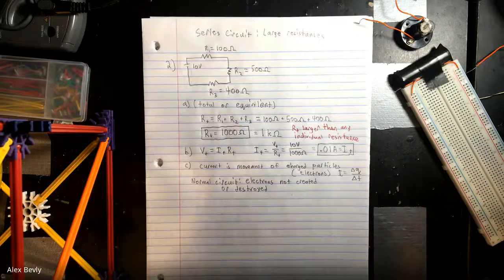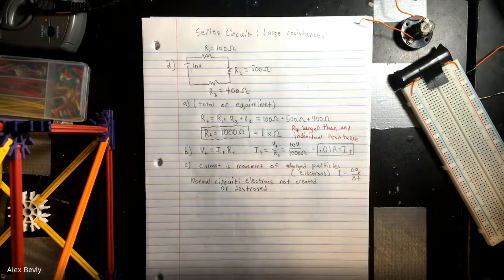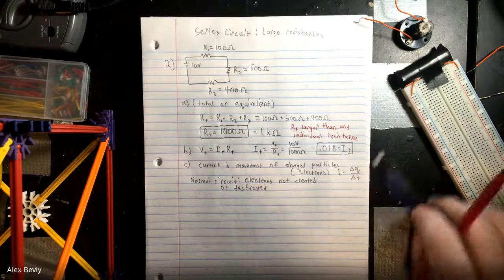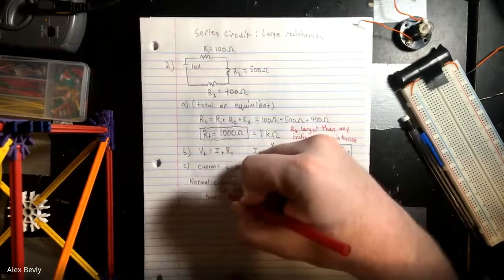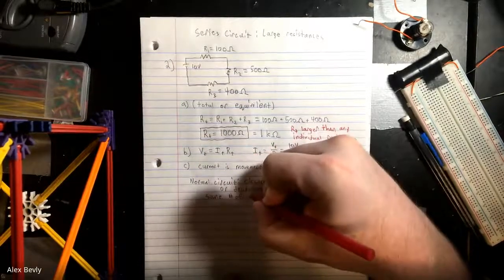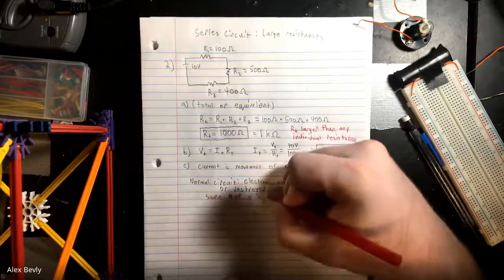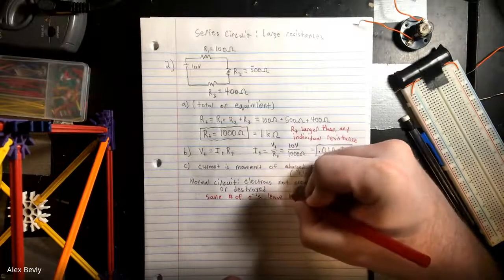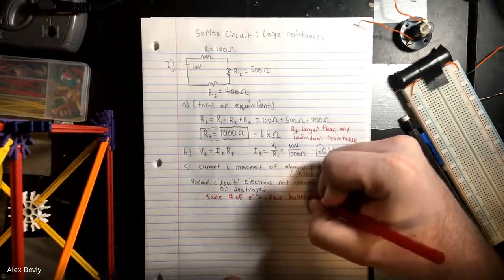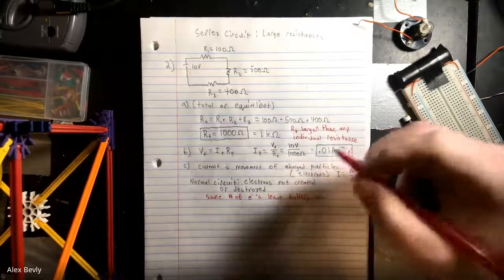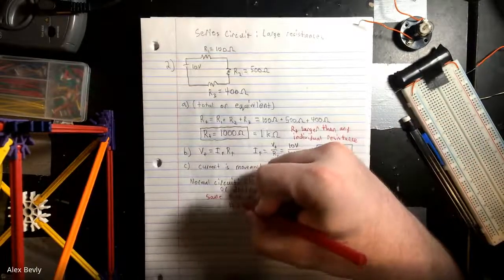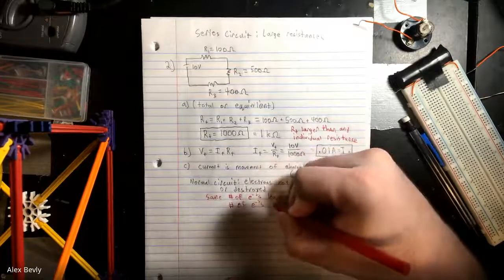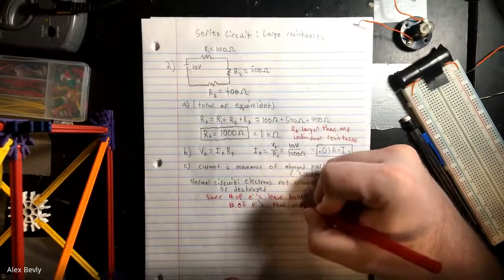So yeah. All right, so electrons aren't being created or destroyed. So I have the same amount of electrons leaving the battery as returning, right? So the same number of electrons leave the battery as the number of electrons that return to the battery.